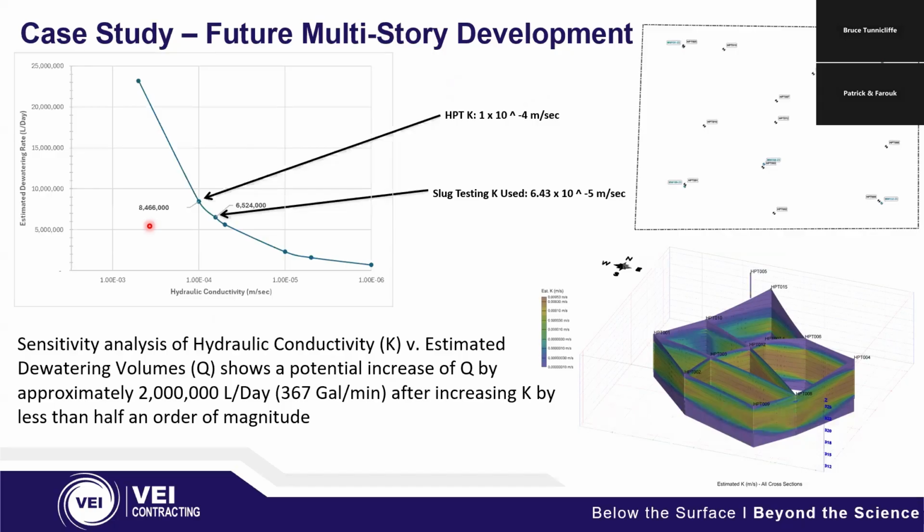I don't need to emphasize that that's huge, and yet it's not a huge change. It's half an order of magnitude when you actually look at the numbers between your K values. That's not a lot of margin for error when you're talking about 2 million liters per day.